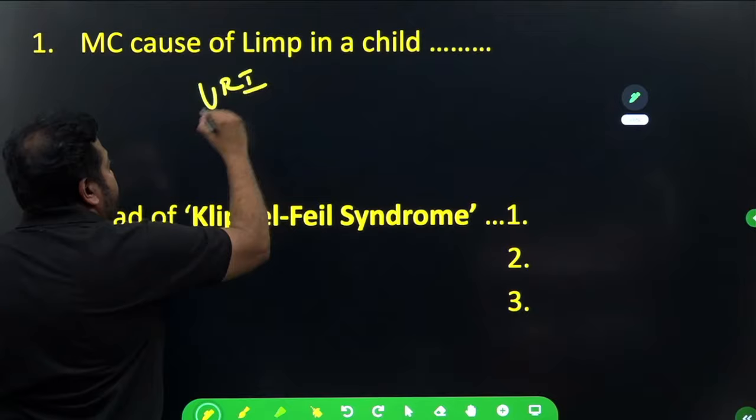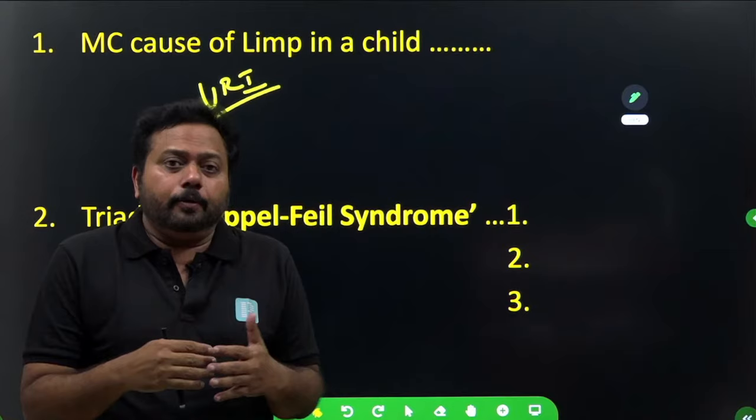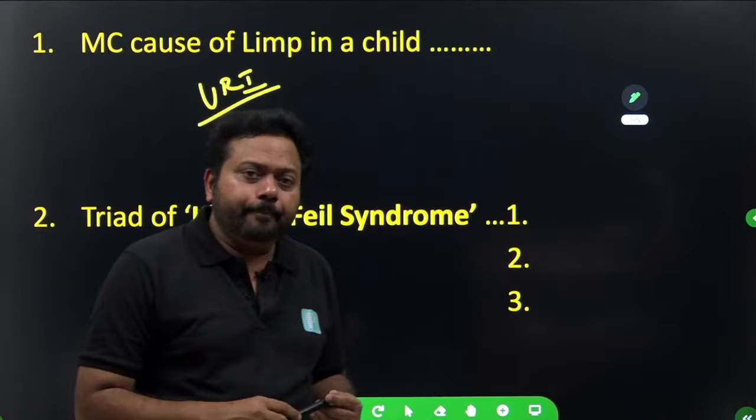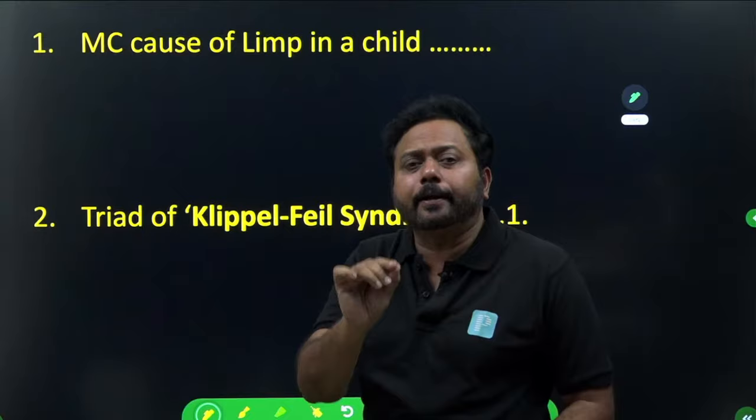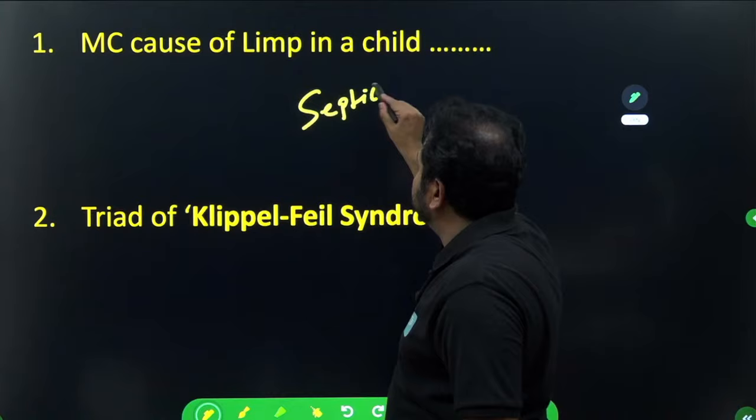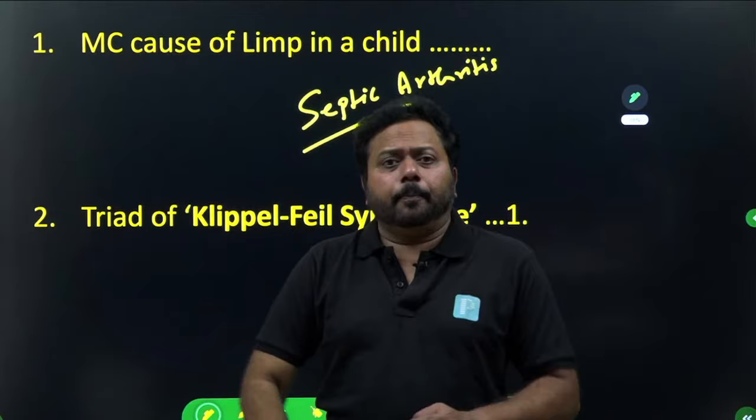A child usually will present like this. When the baby is brought to the OP with a history of painful limp and you ask for history, they will say 10 days back, 2 weeks back, he had a URI. That's the only thing. The closest possible differential diagnosis for transient synovitis hip is septic arthritis.